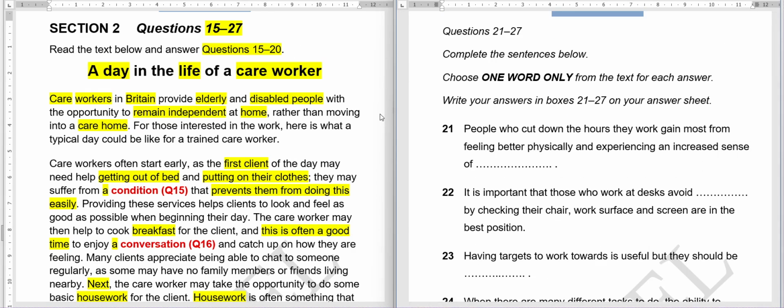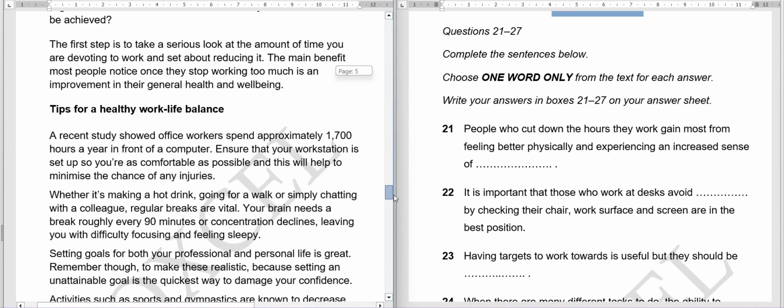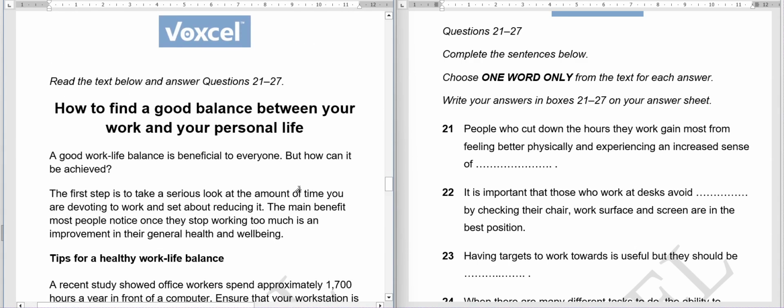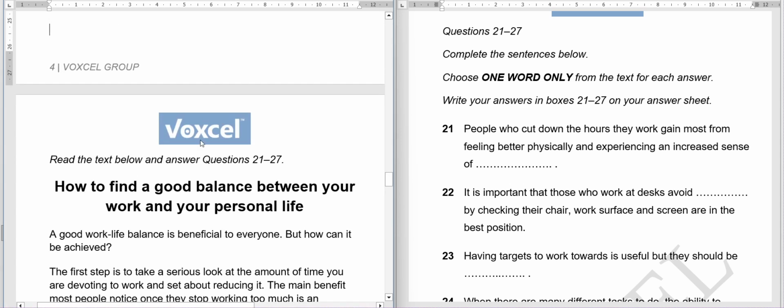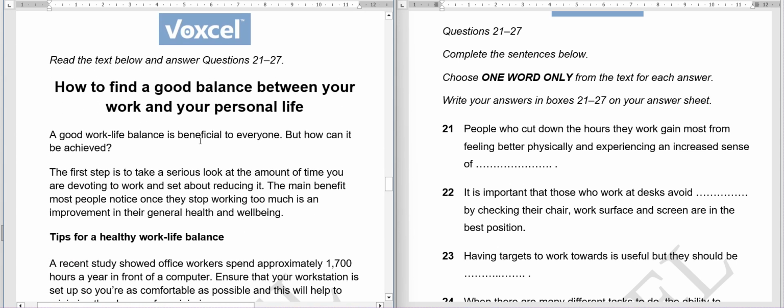Here it is. Now I'm going to move to the text here. Here is our text. So again, you are familiar with how we start our paragraph: we read the title of the passage. How to find a good balance between your work and your personal life. So this particular passage is about finding a balance between your work life and your personal life. So now we're going to go straight to the questions and look at what kind of questions we are dealing with.